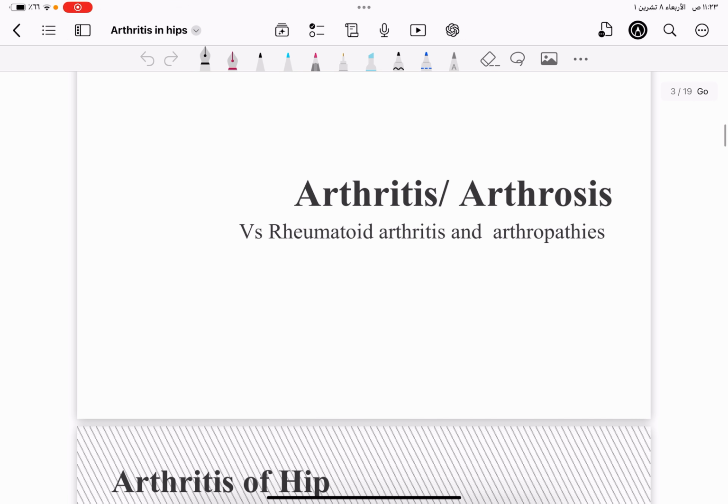And this becomes the difference; we have to distinguish it completely from the inflammatory disorders, like rheumatoid arthritis or arthropathies, seronegative and seropositive arthropathies. This is arthrosis, degenerative arthritis. So what's the primary problem with arthrosis as opposed to rheumatoid arthritis? Rheumatoid arthritis is inflammation, and arthrosis is degeneration.